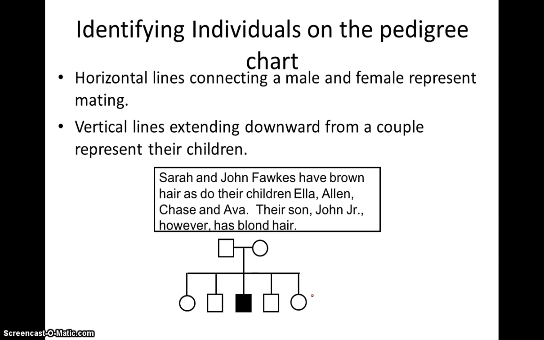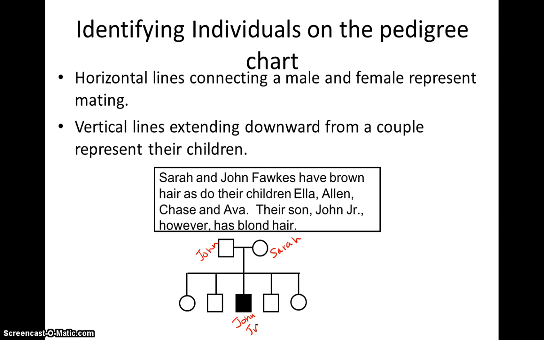So here we're given a description that says Sarah and John Fox have brown hair, as do their children, Ella, Alan, Chase, and Ava. Their son, John Jr., however, has blonde hair. Based on this pedigree, we can actually determine exactly who is who. So this must be the parents. So this must be Sarah because it's female, and this must be John because it's male. They have a bunch of children, and only one of them has this blonde hair, which must be the trait. They're the only one that's different. So this has to be John Jr.